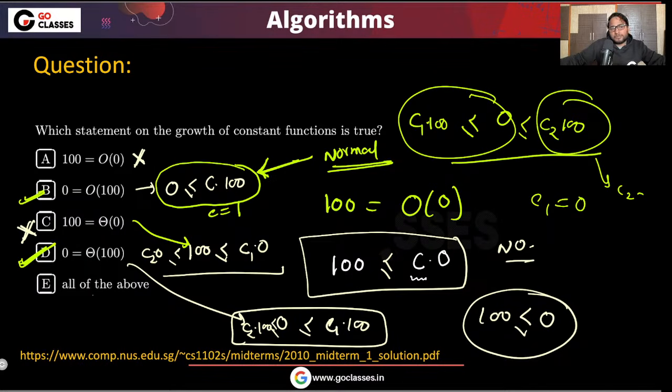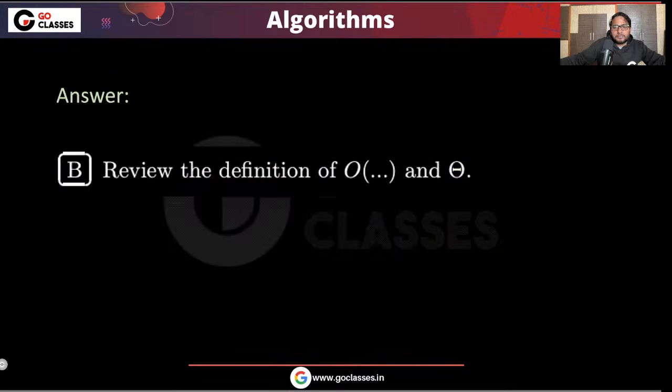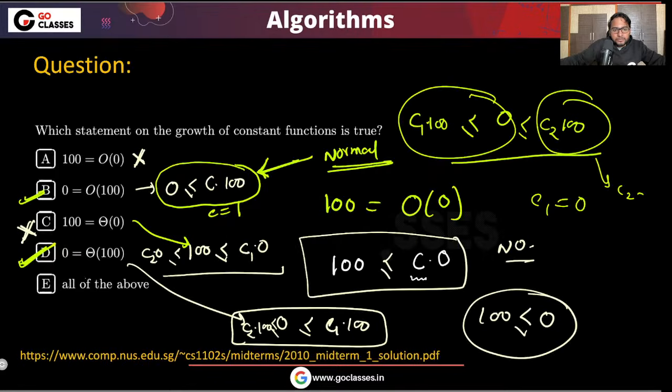What about this? All of the above, no. So B and D are the correct answer, right? Just a second. Here they are saying 0 equal to theta of 100. So what is the definition of theta? Interestingly, let's just see the definition of theta.